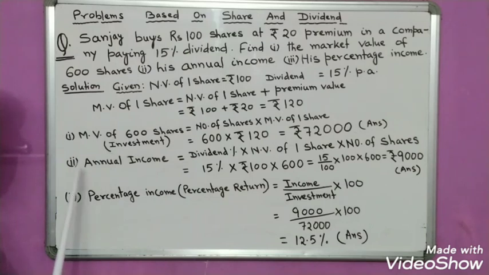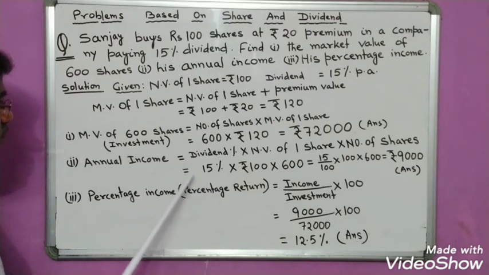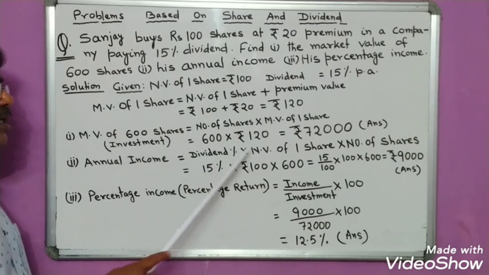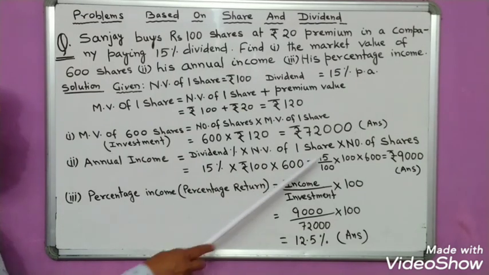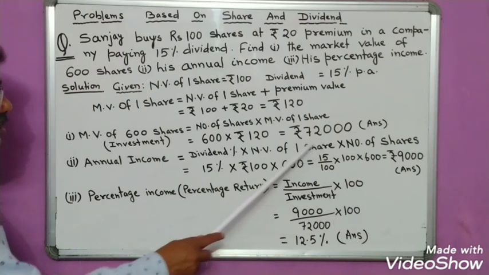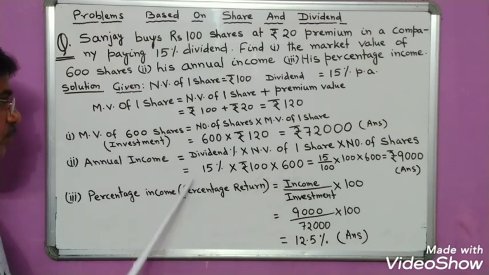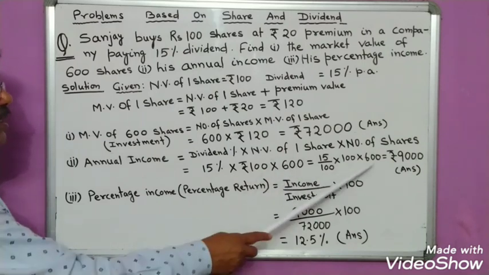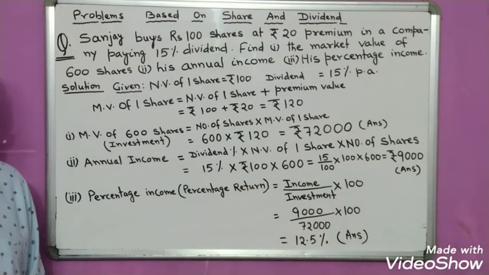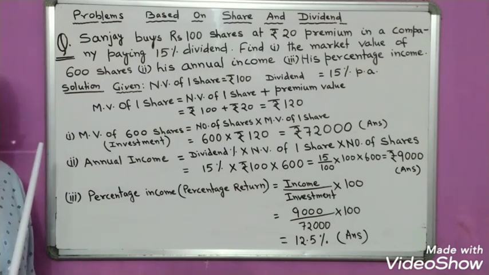Now next, we have to find out what will be the annual income at the end of the year. Since the dividend rate is 15%, and the formula for finding the annual income is dividend percent into nominal value of one share into number of shares, we get 15% into 100 into 600. These are the values of the dividend percent, nominal value of one share and number of shares. When you simplify this, you will get rupees 9,000. This is the income of Sanjay from 600 shares at the end of the year.